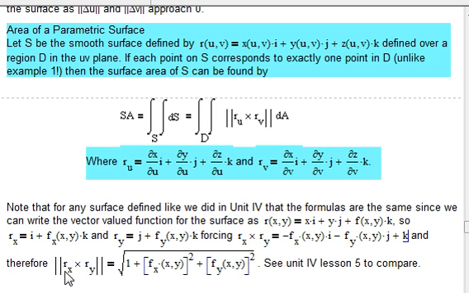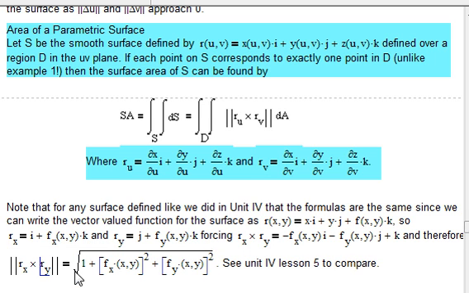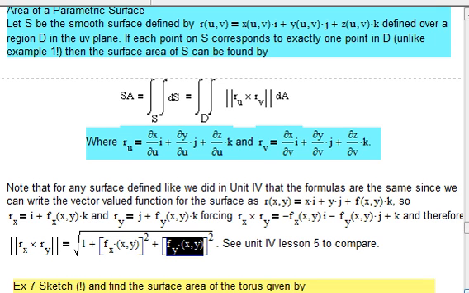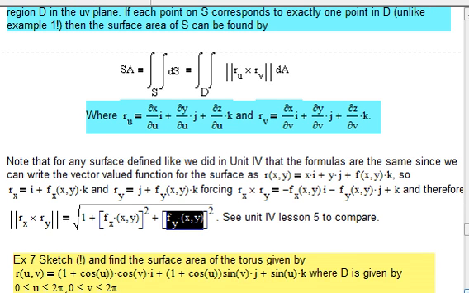And therefore, okay, our length of r sub x cross r sub y is the square root of 1 plus f sub x of x, y squared plus f sub y of x, y squared. And look at the formula from Unit 5, Lesson 5 that talked about surface area to compare your answer.